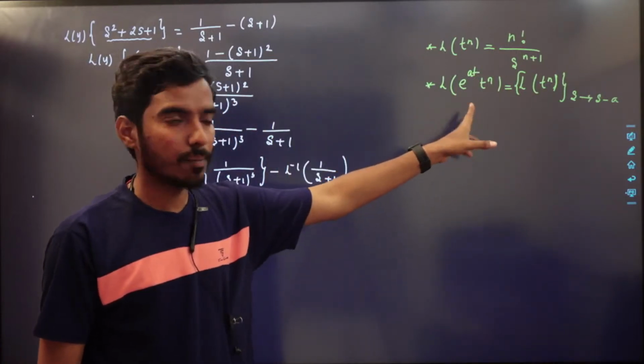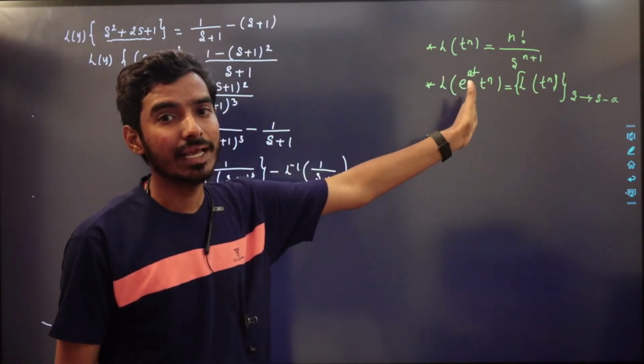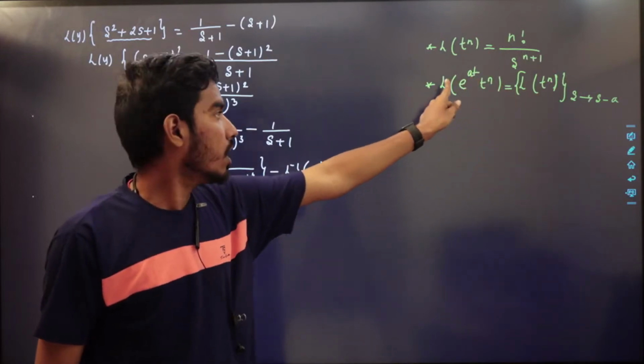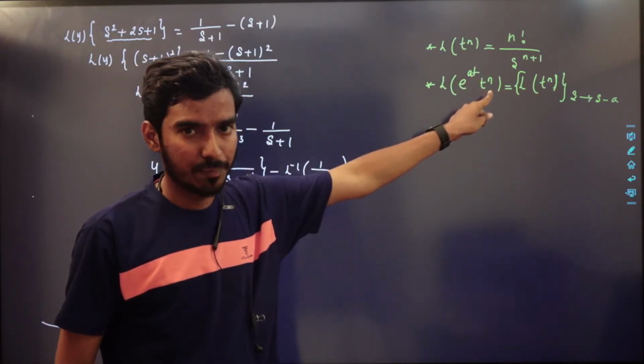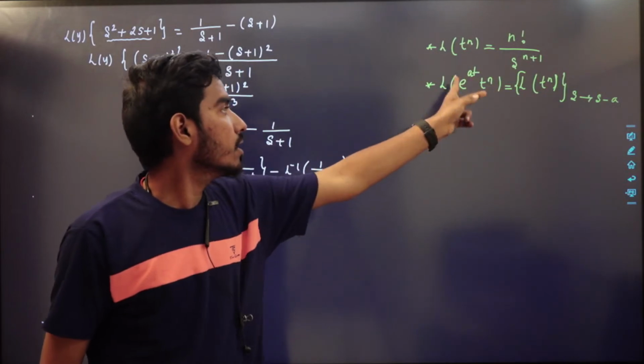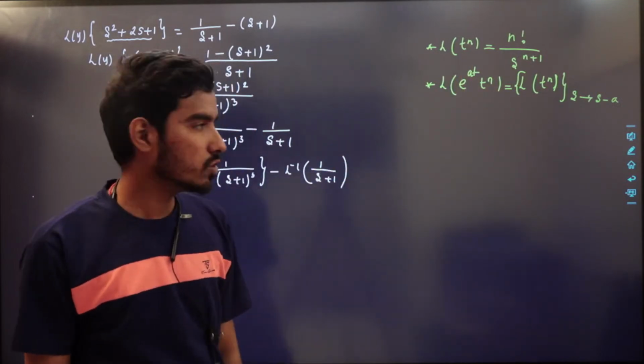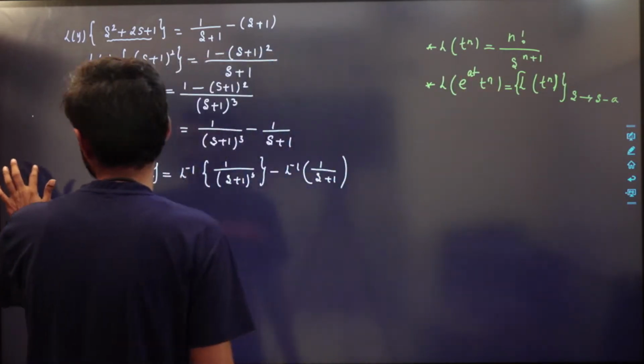This is called shifting property. Whenever you have e power at multiplied with f of t, apply Laplace transform to f of t, and then replace s by s minus a. So we can also generalize this.